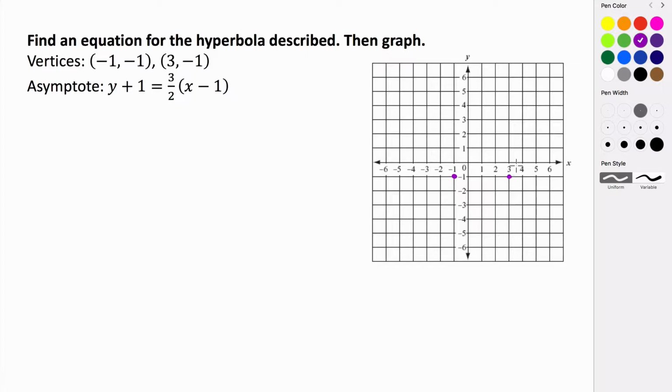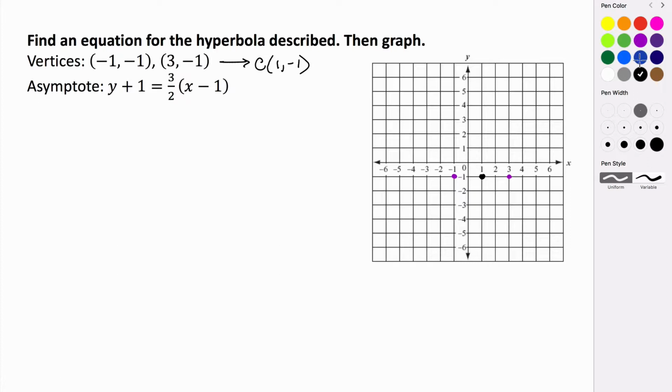Because these vertices are horizontal, that tells us that we have a horizontal transverse axis. We know that the center of our hyperbola is going to be halfway between these two vertices. Because these vertices are 1, 2, 3, 4 units apart, 2 units to the left or to the right of each vertex is going to be our center. So this gives us that the center is at the point (1, -1). And we're going to use that. That's going to be helpful in writing our equation.